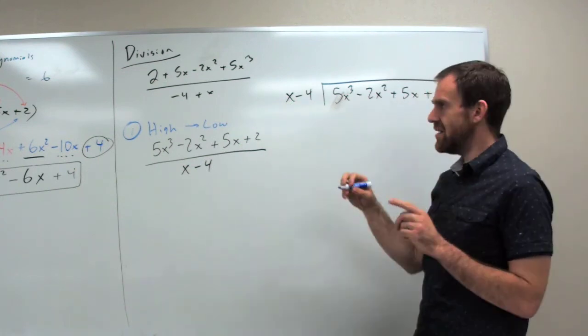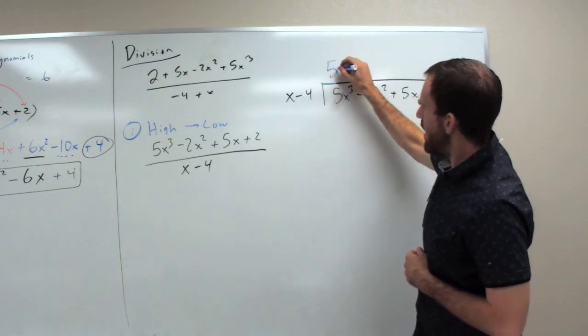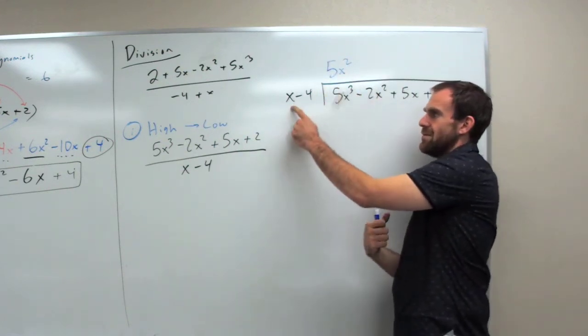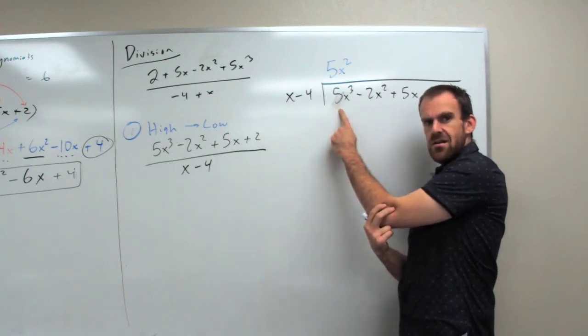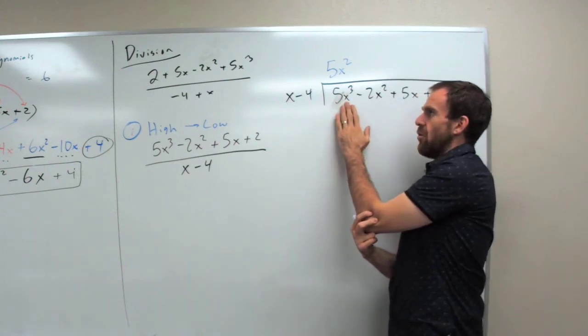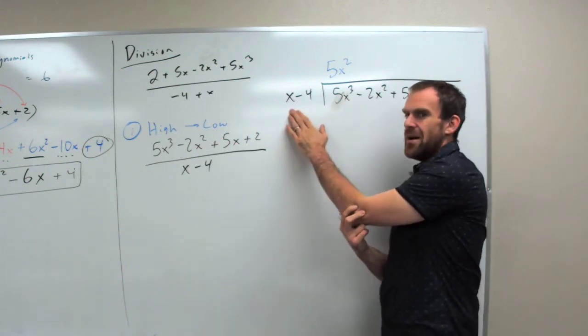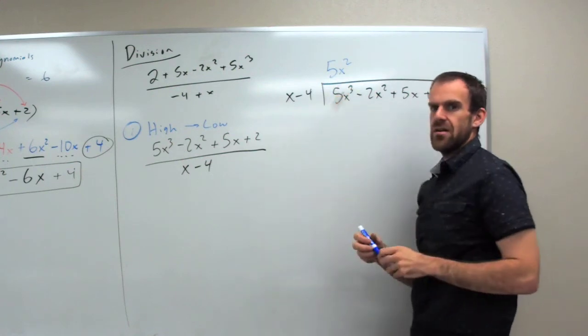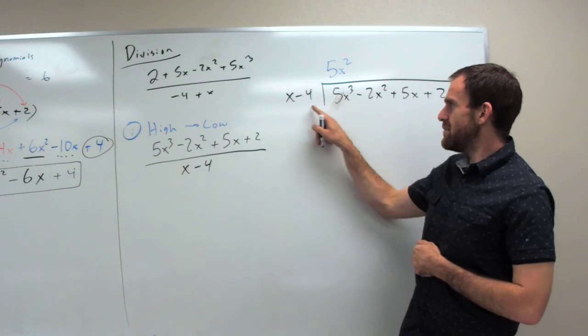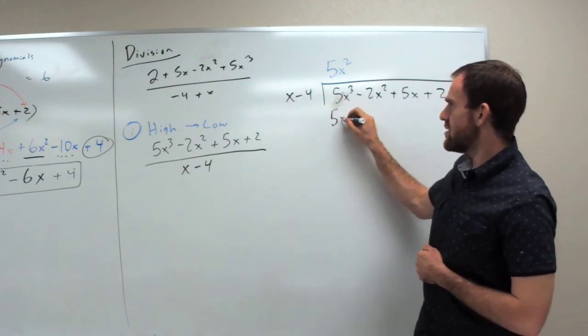The answer is 5x squared. Why? Because 5x squared times x is 5x cubed. Take a moment, let it sink in. I wanted to know what 5x cubed divided by x is. That's 5x squared. Now I'm going to multiply those things out. 5x squared times x is 5x cubed.